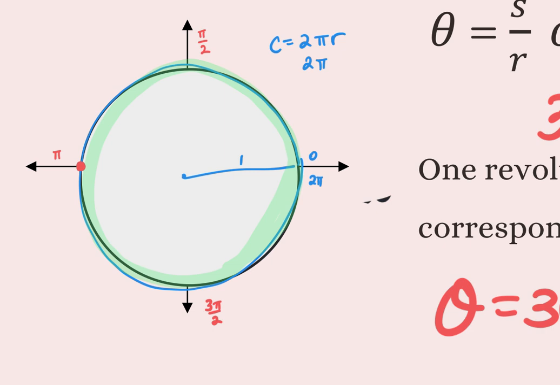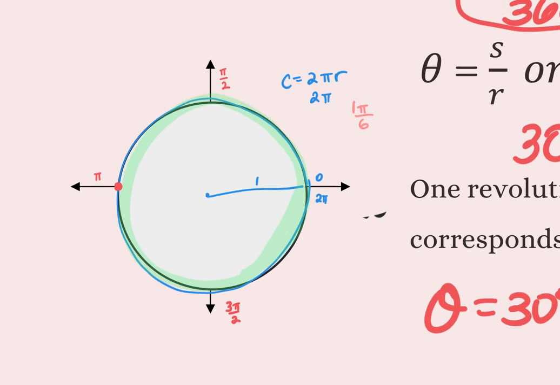So if I ask you to locate pi over 6, where would that be? Which quadrant? It would be in my first. So think about it. If you want to ignore the pi for now, this would be 1/6. Which two quadrant angles would 1/6 be between? 0 and 1/2, right? So this is going to be in my first quadrant.